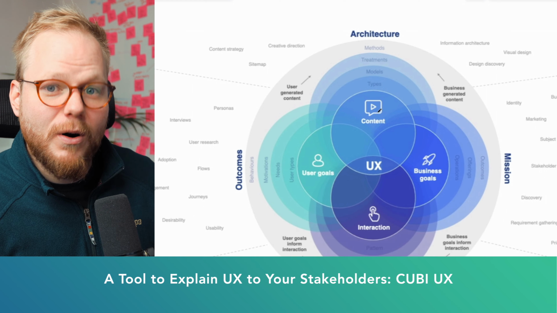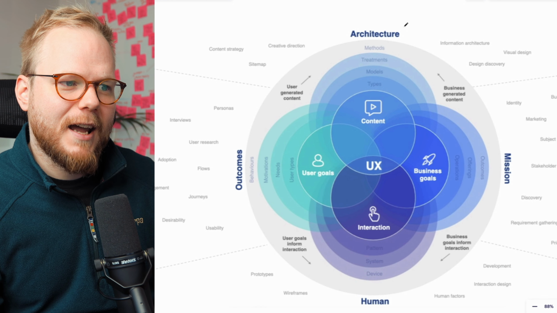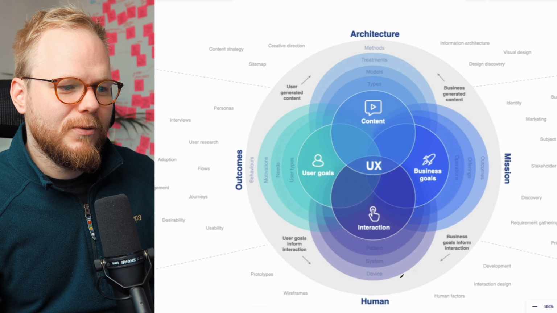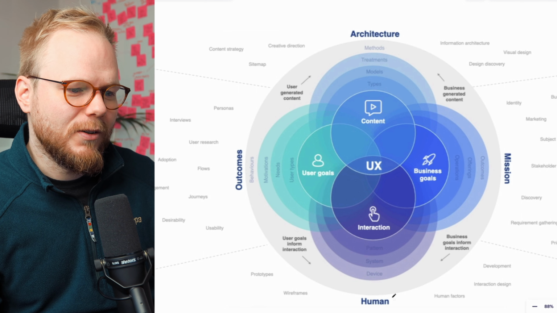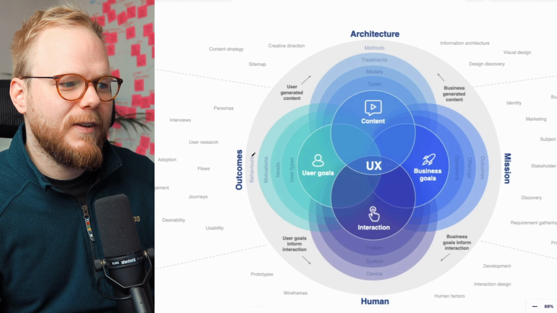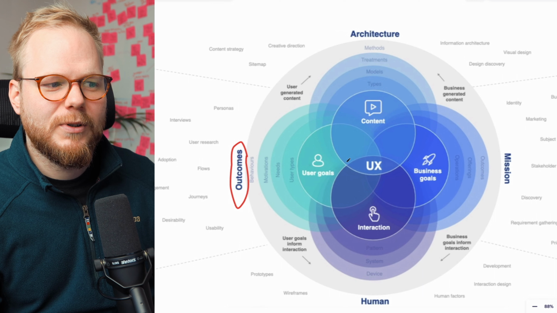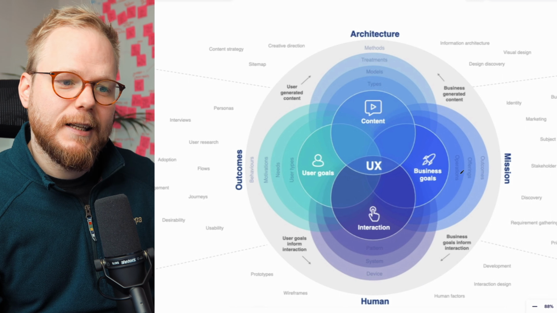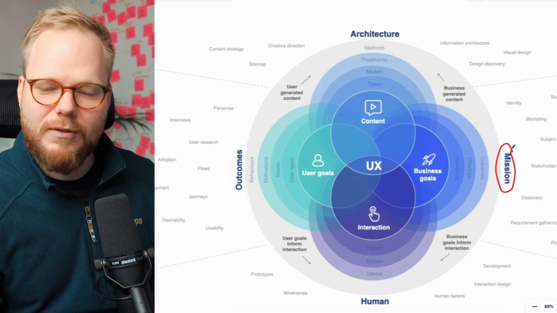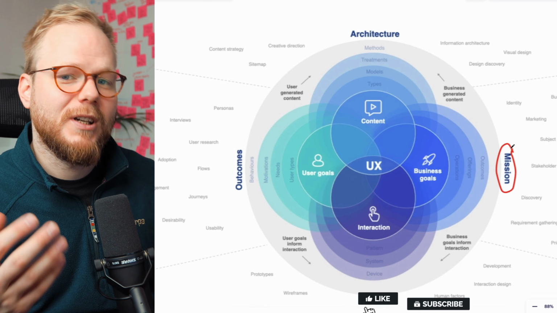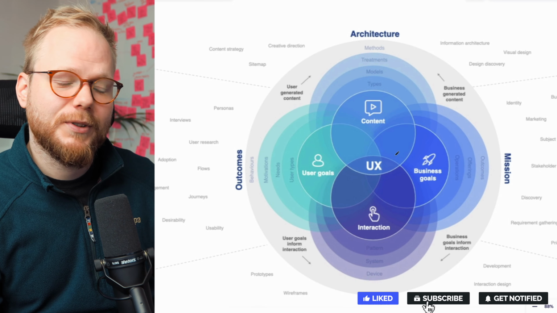If we were to address the content, we would need to address the actual architecture. If we were to address interactions, we would need to look at the human needs. If we were to think about the outcomes, we would need to start with the user goals. If we want to care about the mission, obviously the business side, then we need to care about the business goals. And a lot of those layers lead into those things.